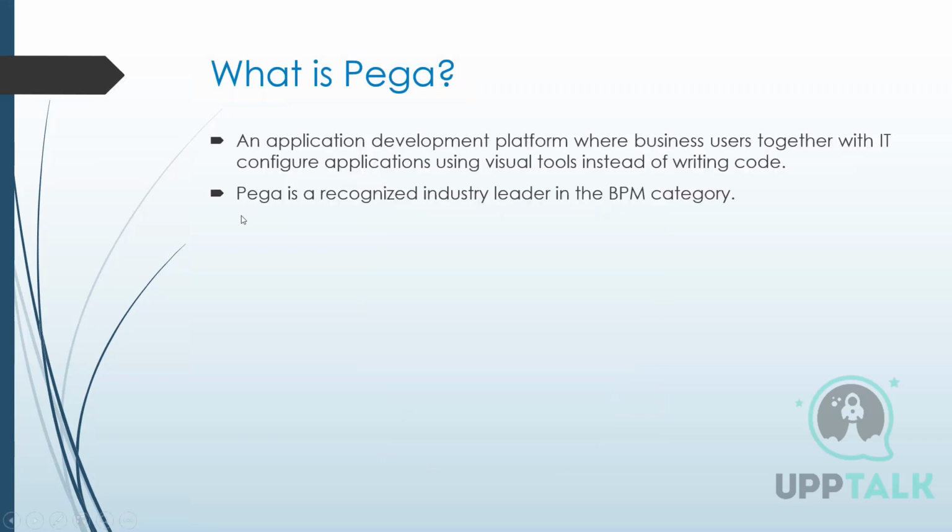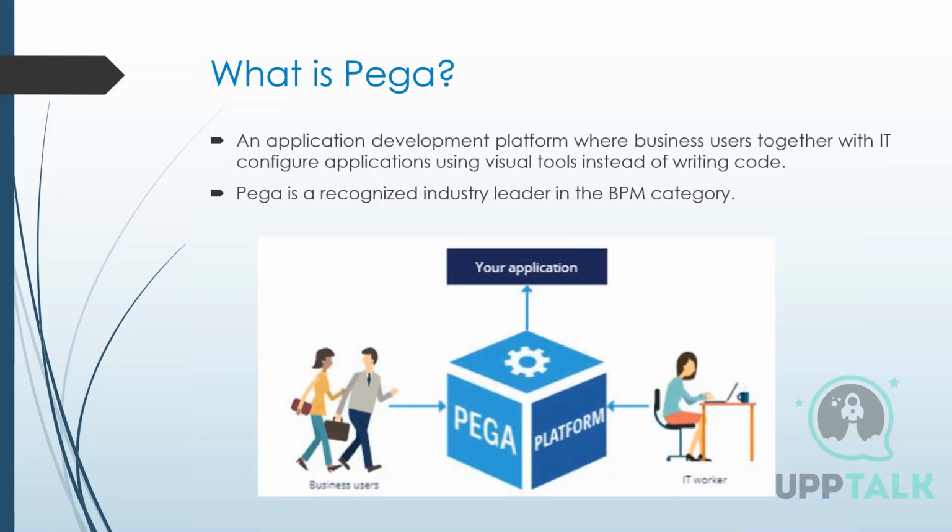So Pega is an application development platform. With Pega, you will be able to build applications where the business users work together with the IT. Instead of writing lines and lines of code, I'll be able to use visual tools. And when I talk about business users working with IT, that is, we, business architects, will be closely working with the development team. So there's always a close coordination between the business team and the IT team.